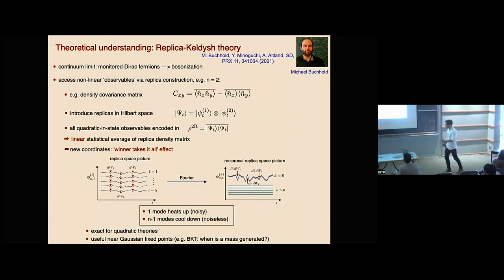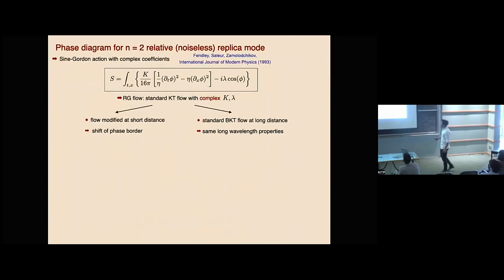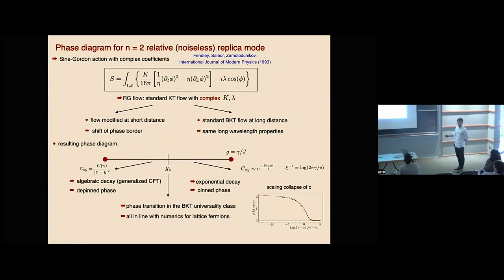Having alluded already to this BKT transition, this is essentially the question of when a mass is generated on top of a quadratic theory. So that should be a good expansion point for our problem. If we do this construction for n equals 2 replicas and focus on the field theory for this relative replica mode, or difference mode, then the absolute mode gets all the noise, the relative mode is noiseless, and it is governed by this action here, which is nothing but a non-Hermitian Sine-Gordon model. If one looks at the RG flow for this action, one sees that the flow is modified compared to the standard BKT problem at short distances. But at long distances, the flow converges towards the standard BKT flow, and therefore this problem shares the same long-wavelength properties.